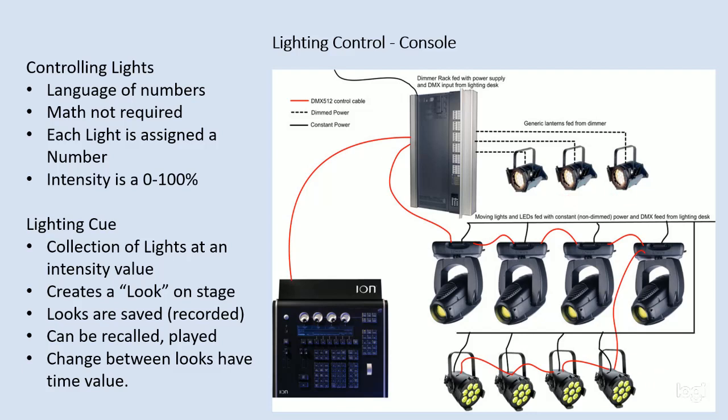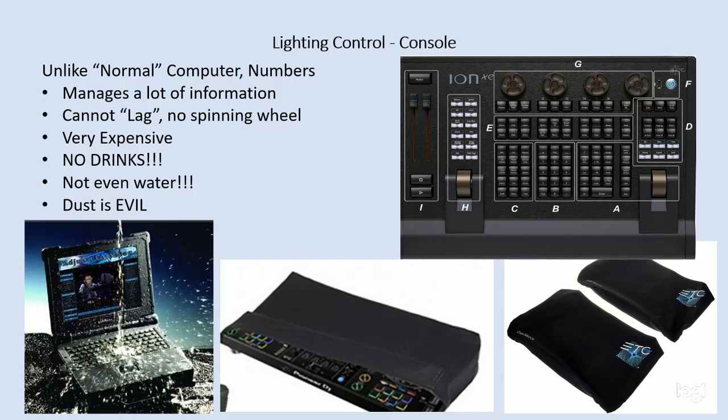Let's talk a little bit. Now, light boards. This is unlike a normal computer. The layout of this console is unlike anything that you may have ever experienced before. These computers manage a lot of information, and they must do so in a very timely manner. There is no lag. There can't be a lag. You should never encounter a spinning wheel. The net result of that is that these machines are very expensive, and they are very powerful, and they manage a ton of information and do so in a very timely manner, right?